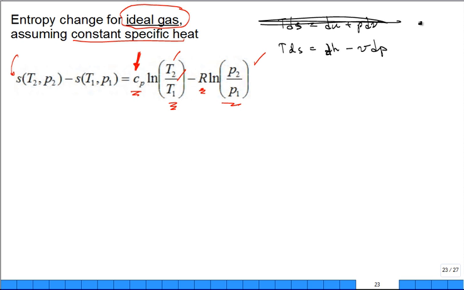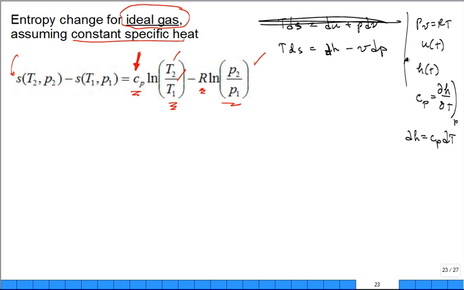Because of three things I recall for an ideal gas. One, PV is equal to RT. U is a function of T only. H is a function of T only. True? And also C sub P is the rate of change of H with respect to T holding pressure constant. True? When I apply that, I find that dH is equal to C sub P dT for an ideal gas.